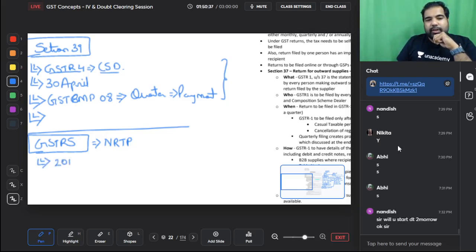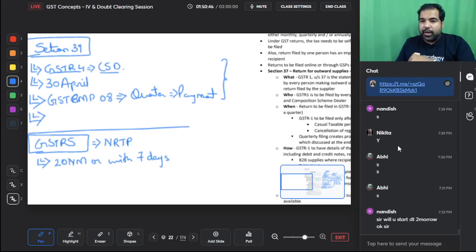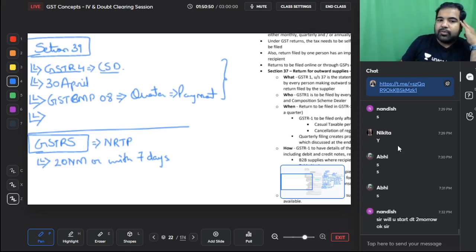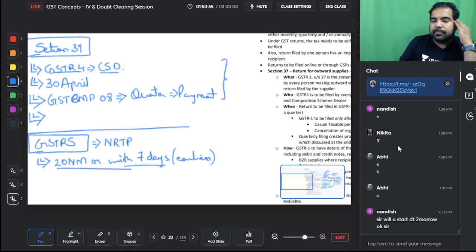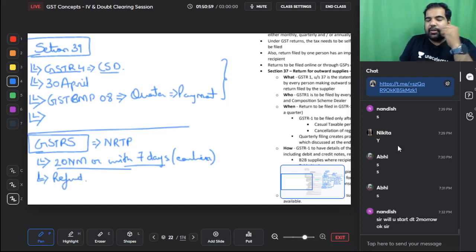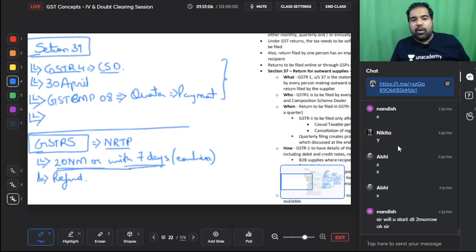They will file it by the 20th of the next month, or within 7 days of the registration coming to an end. So let's say their registration is coming to an end today, that is 27th Feb, then within 7 days or 20th of March, whichever is earlier, they have to file their return by then. And if they have to take some refund, they can file their return and take a refund. It's very, very simple for NRTP, but this date is important: within 7 days of their registration ending or 20th of the next month, whichever is earlier.